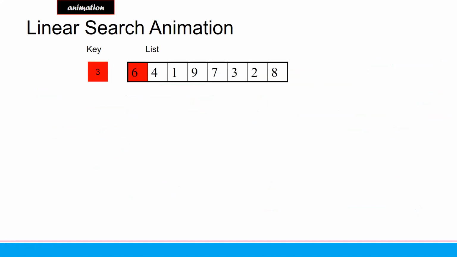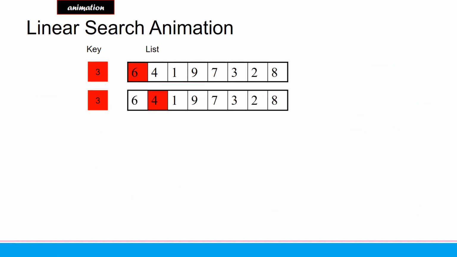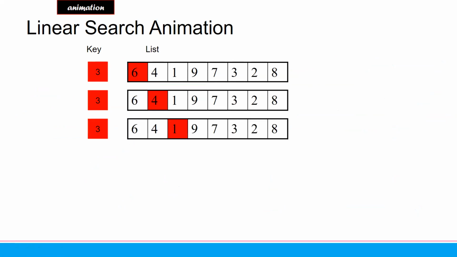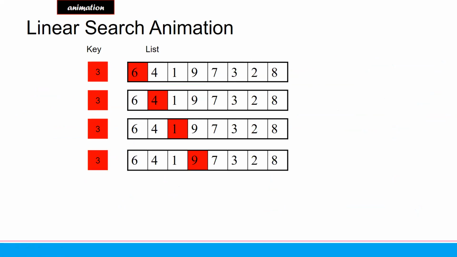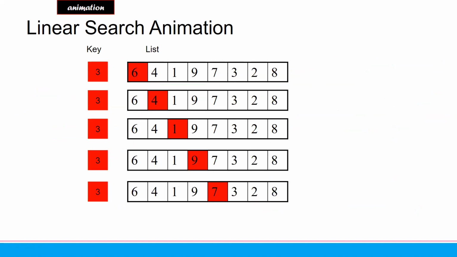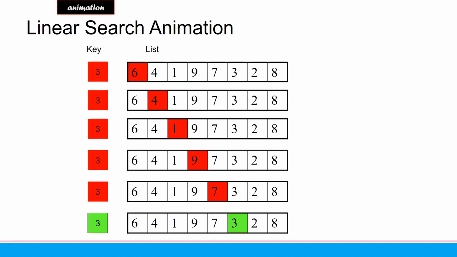So for example, this is the animation. If I want to find 3, then I will start from the beginning. 6 equals 3? No. Okay, I will go to the next. 4 equals 3? No. And then I will go to the next. 1 equals 3? No. 9 equals 3? No. 7 equals 3? No. 3 equals 3? Yes.